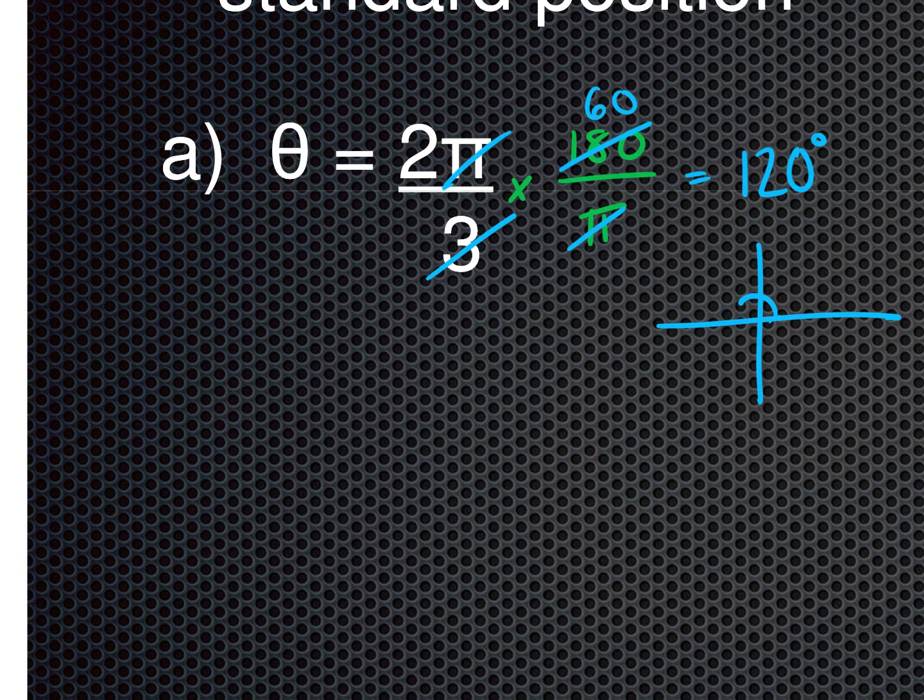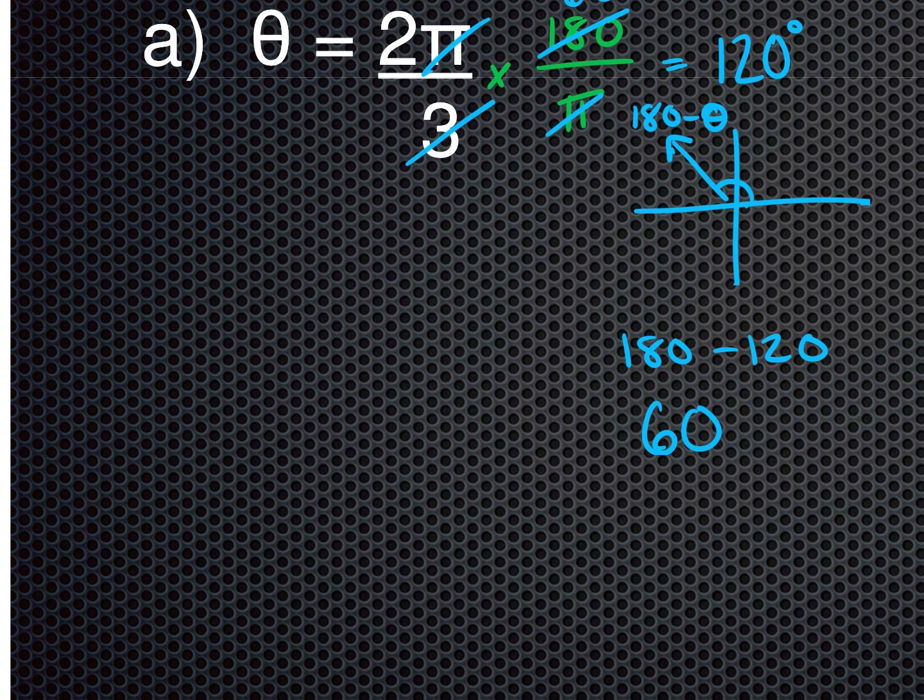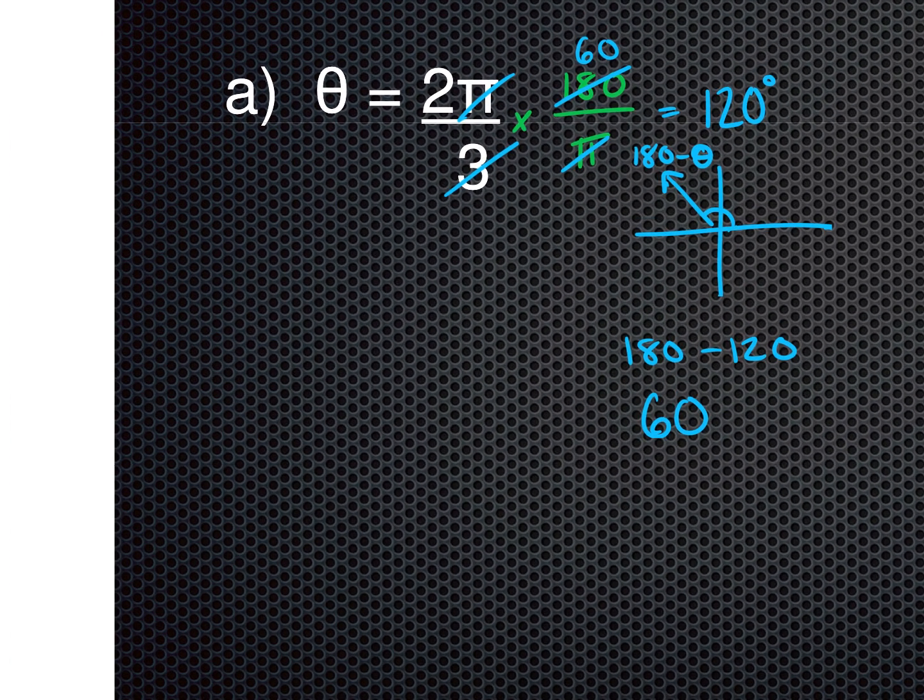Quadrant 2. Perfect. What formula do we use when we're in quadrant 2? 180 minus theta. So we would do 180 minus 120. What's 180 minus 120? 60. Now this is kind of our answer, but since our question was in radians, our reference angle also has to be in radians. So we need to convert it back.